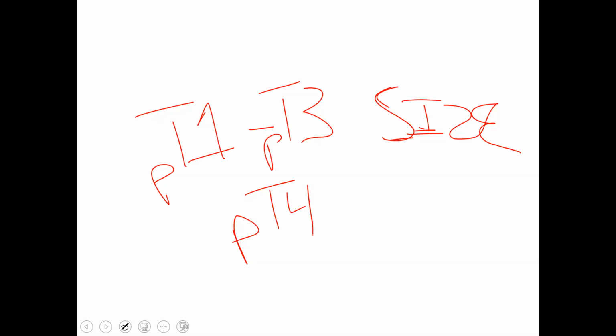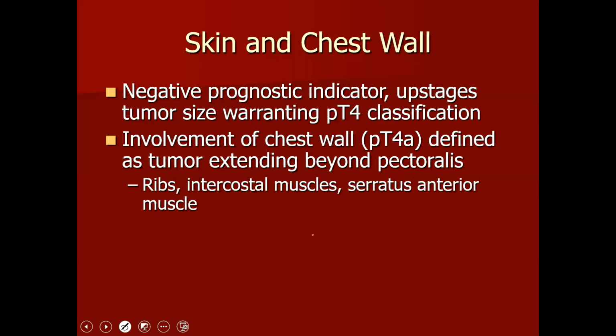So the summary of pT4 is as follows. When you think about pT4, it trumps size, and what allows us to go to a pT4 is if there's local invasion deep into the chest wall, which means we're beyond the pec into the actual chest wall, or into the skin. If it goes into the skin and produces a clinical finding in the skin, that would also result in a pT4. So this is what I'm trying to highlight here, the skin and the chest wall. If the skin or the chest wall is involved, we go to a pT4 classification.